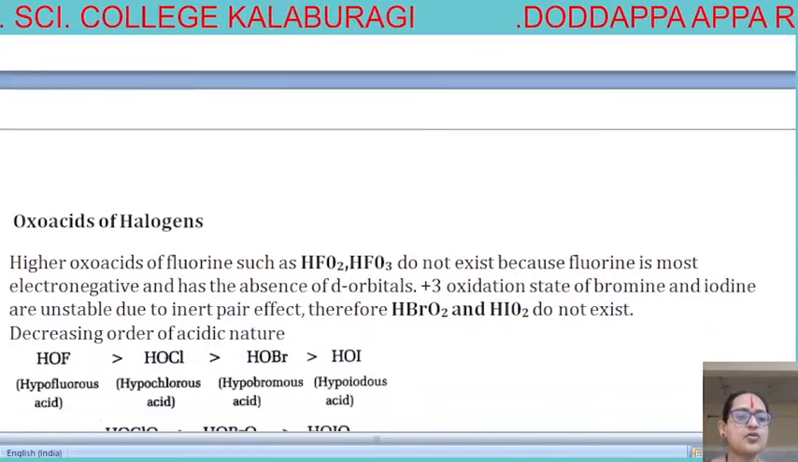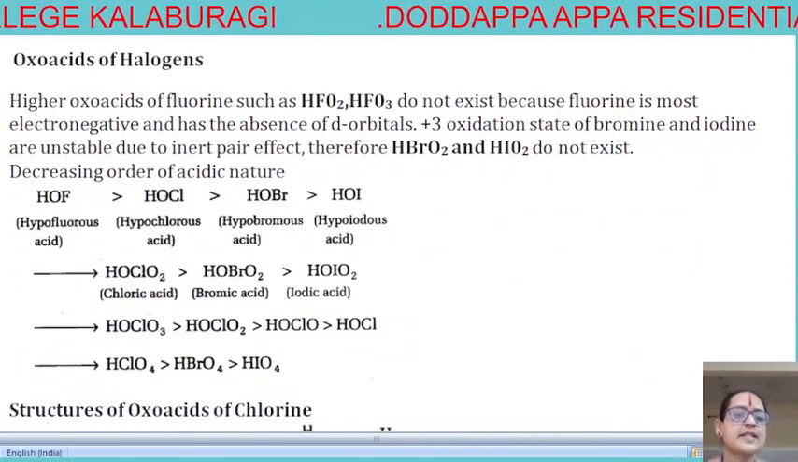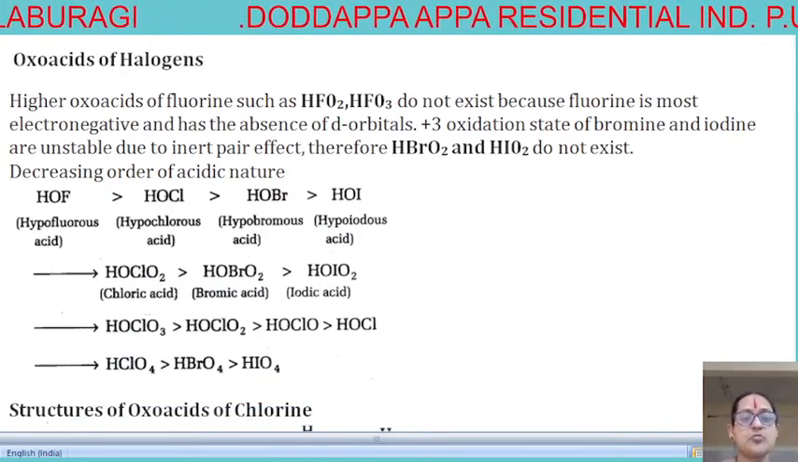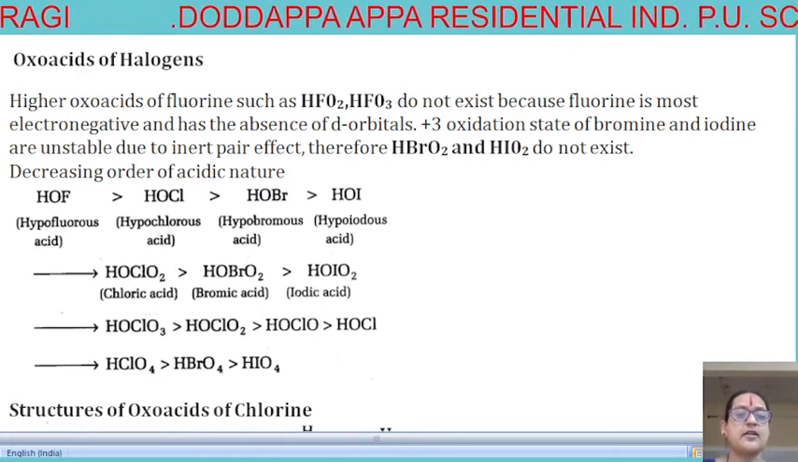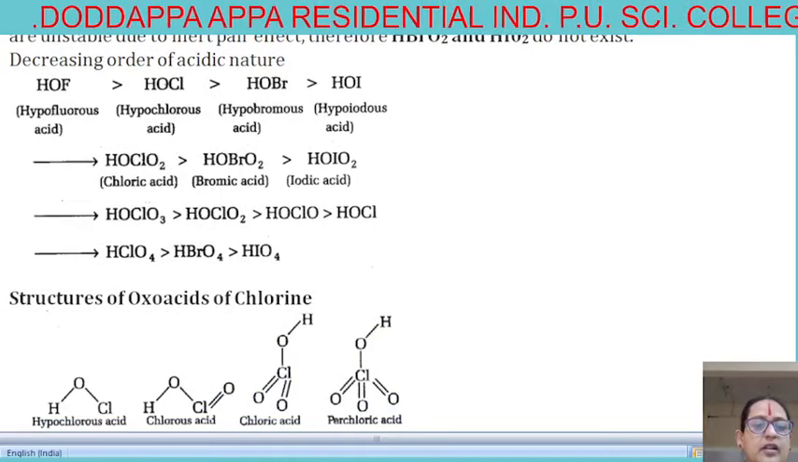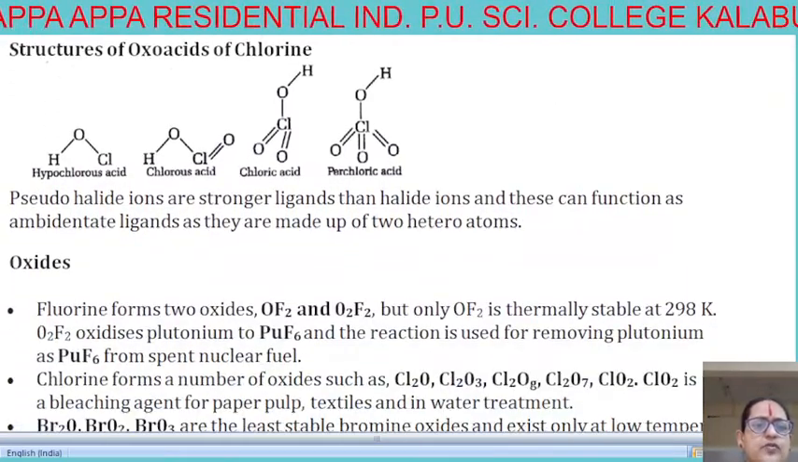Oxoacids of halogens also we need to study. The decreasing order of their acidic nature: hypofluorous acid is more acidic than hypochlorous acid, which is more than hypobromous acid, which is more than hypoiodous acid. So this is the trend of acidic nature. Next we should know the structures of the oxoacids of chlorine.